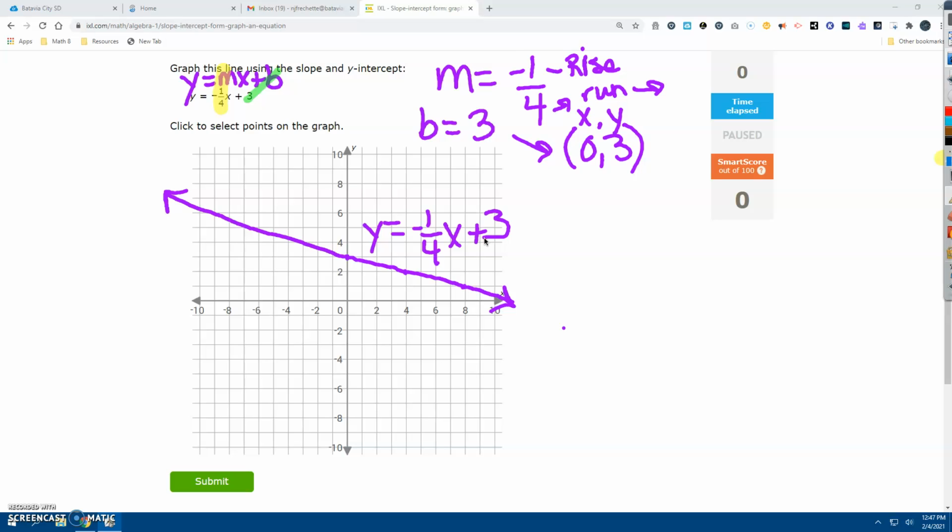So this is y equals mx plus b. You know your slope is negative 1/4. You know that your y-intercept is 3. You know that the graph is starting at the point 0, 3. And that is a wrap for today.